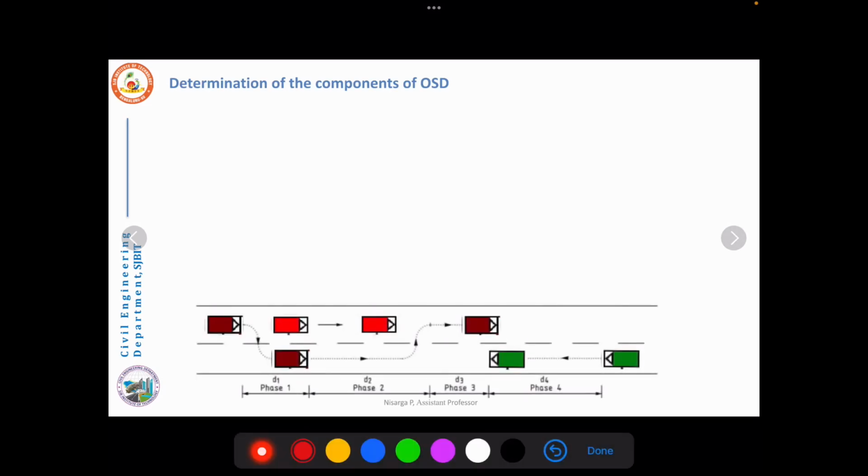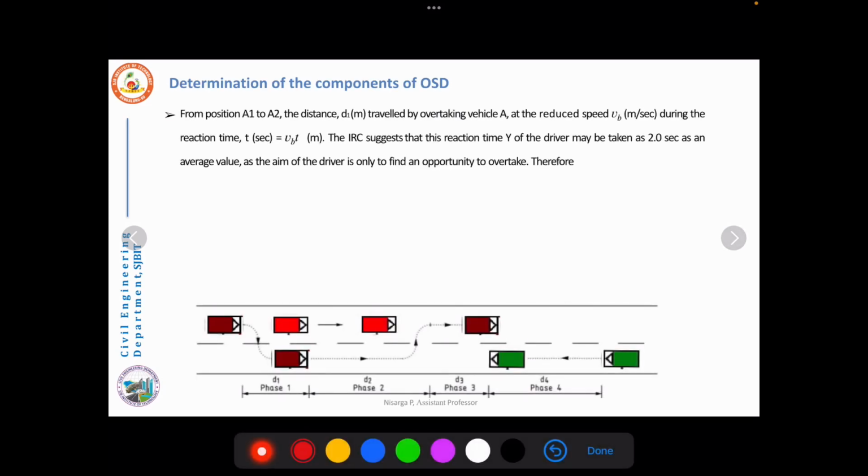And now the determination of OSD. To determine the OSD, we have to compute the values of D1, D2, D3. So now it is seen that the first is the vehicle during the overtaking operation. The vehicle from the position A1 to A2 will travel some distance. Okay, so this is the distance traveled by the vehicle during the reaction time of the driver.